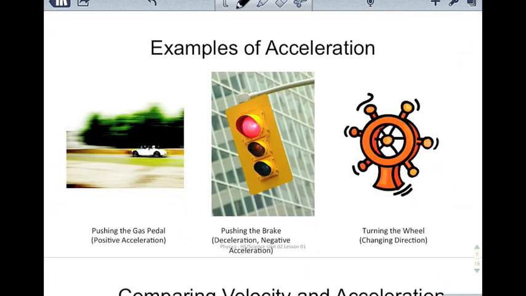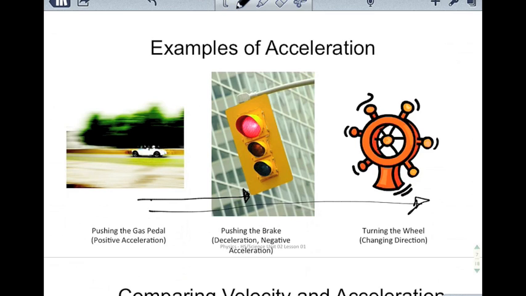Examples of acceleration. Acceleration is kind of everywhere. There are three ways you can really accelerate in your car safely. The first one is you can push the gas pedal. Whenever you push the gas pedal, you have positive acceleration. In other words, you have a car that's moving in this direction, and when you step on the gas pedal, you're going more in that direction. So you're increasing your velocity in a positive direction. Therefore, you have positive acceleration.